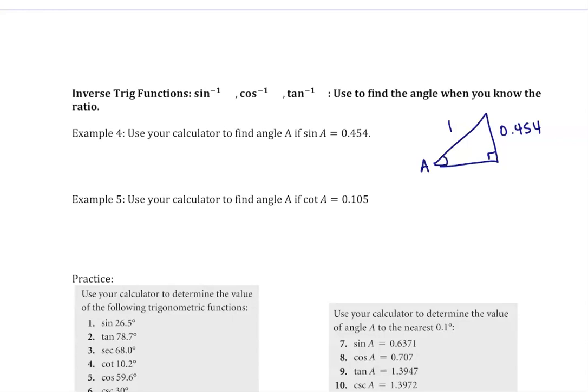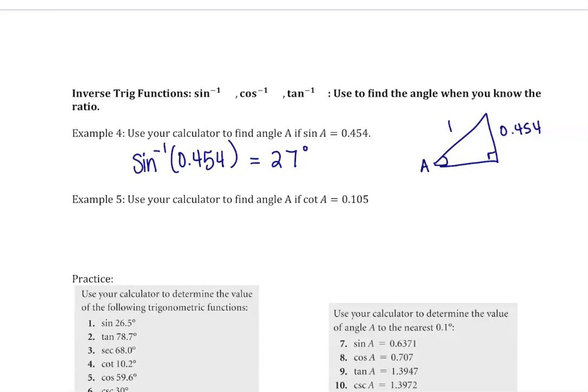Well, what we can do is we can use the inverse sine function. And so you'll get that by hitting second and then the sine button. And so you'll see above your sine key, it should have SIN with a -1 for inverse sine. So when you type that in, what you'll put in is what that sine ratio is. So here we know the ratio is 0.454. And when we type in the inverse into our calculator, we get 27 degrees.